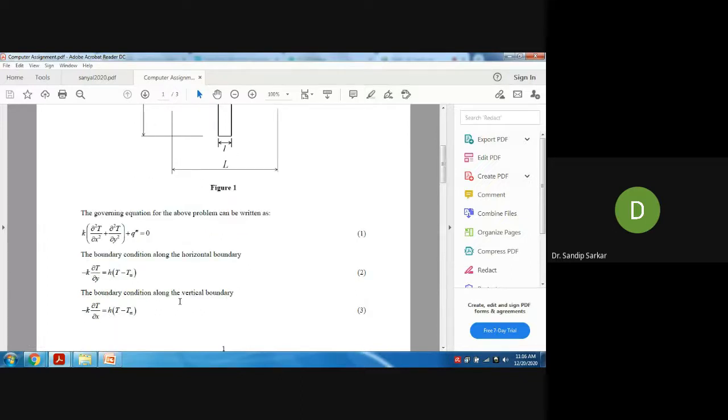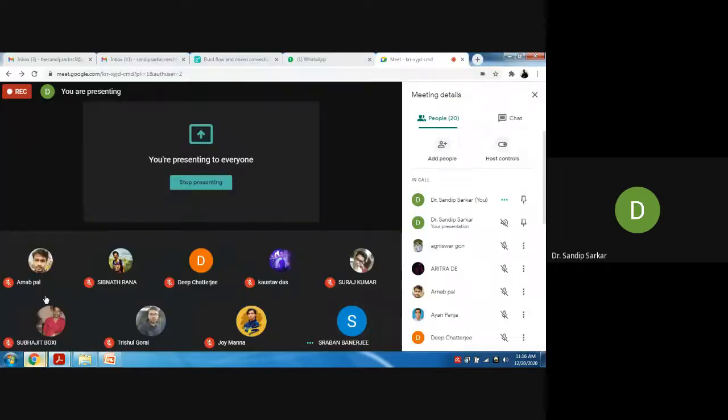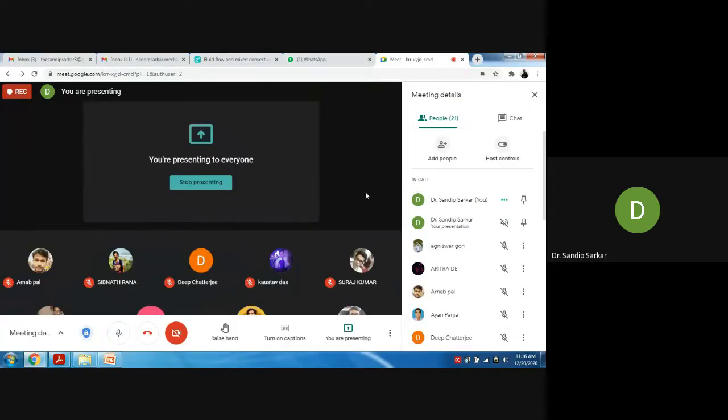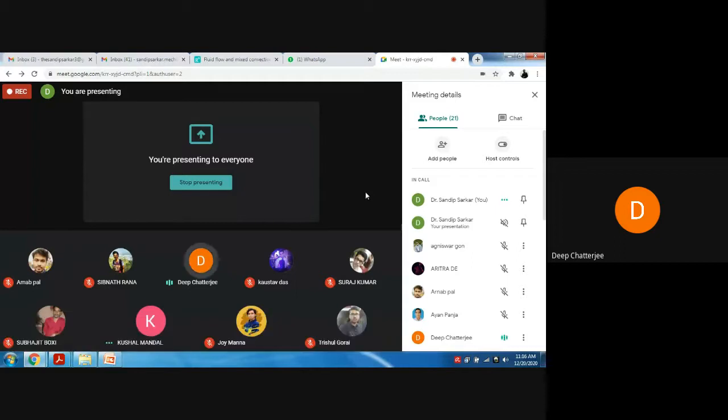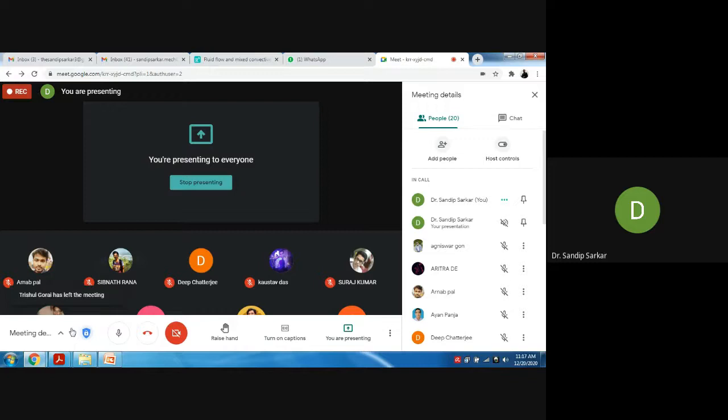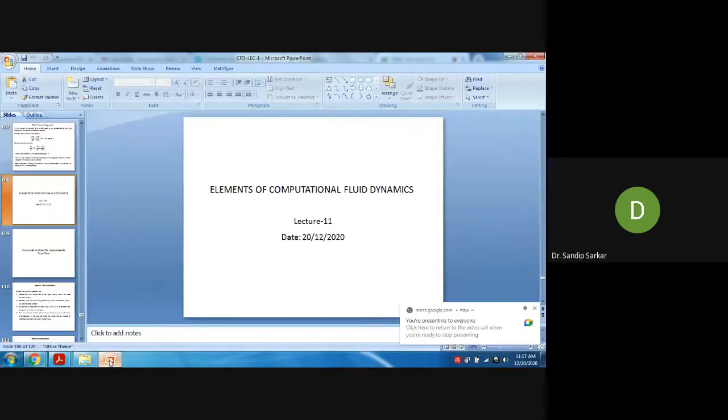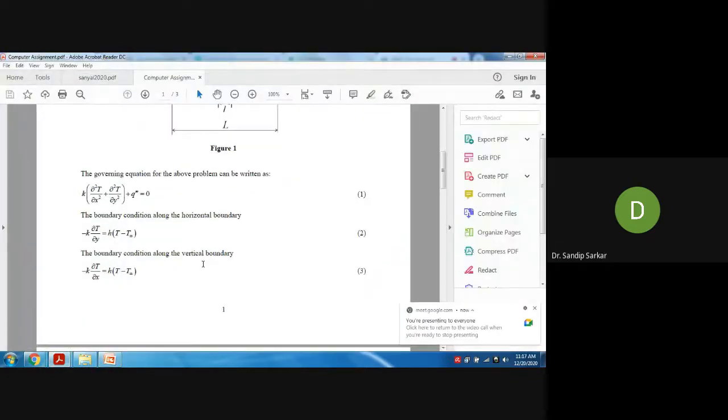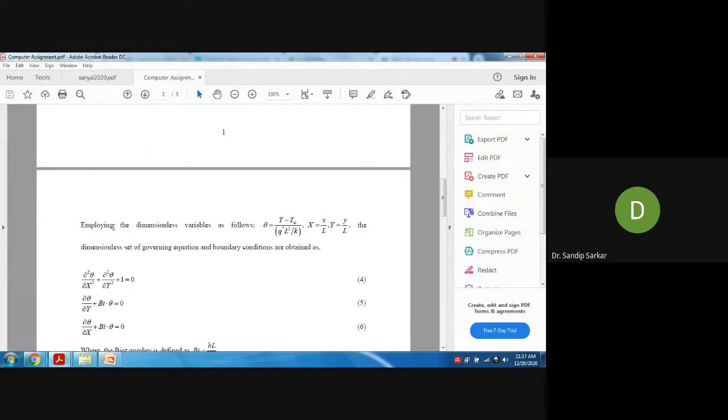Now, what will be your next step? Symmetry condition will come later on. Now, what will be the next step? Next step is to make the equations dimensionless, right? So you have to choose dimensional and non-dimensional parameters. So let us choose the non-dimensional parameter (T minus T infinity) by (q triple prime L square by k). That I already explained in the class.